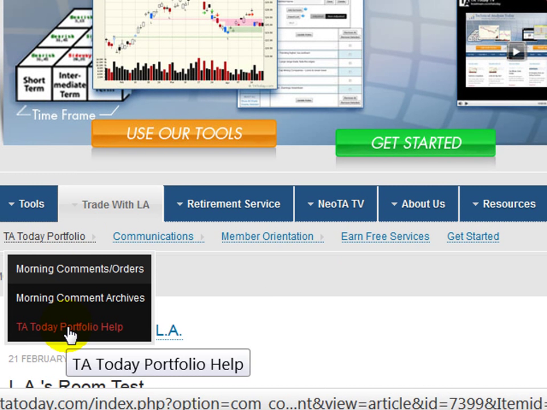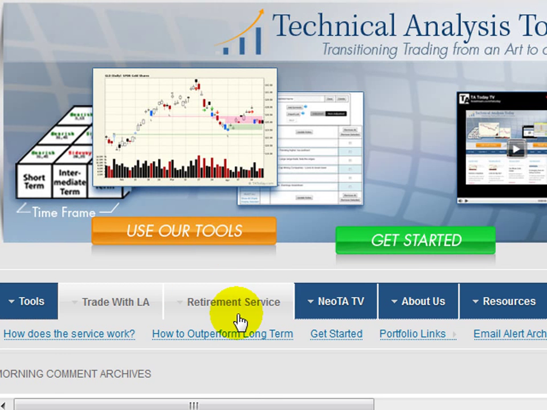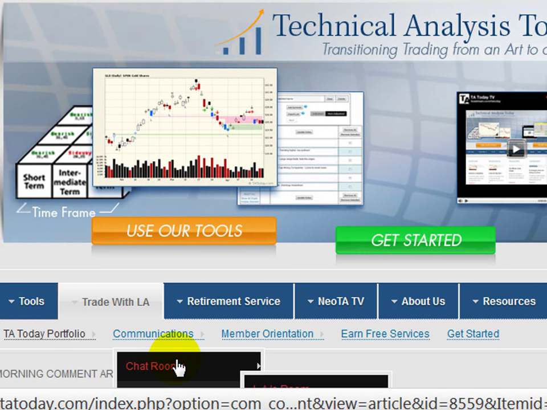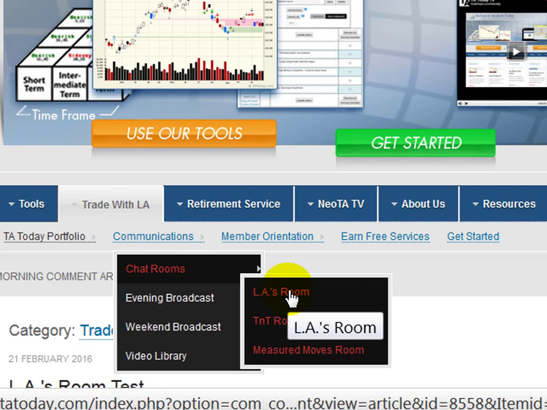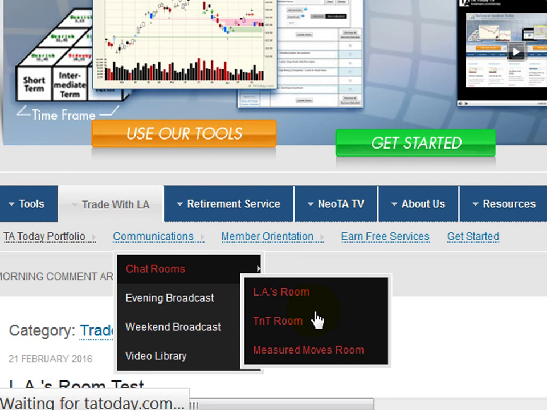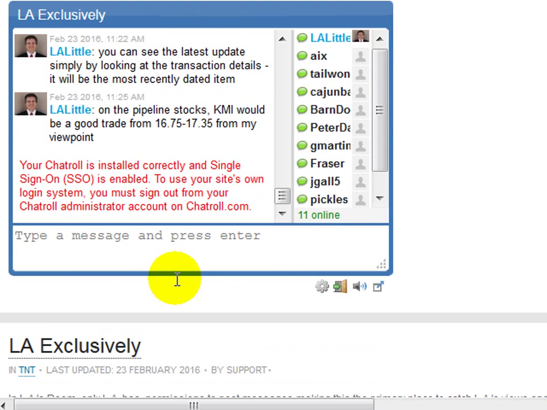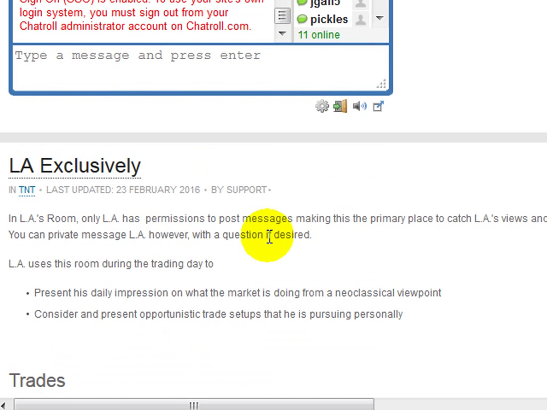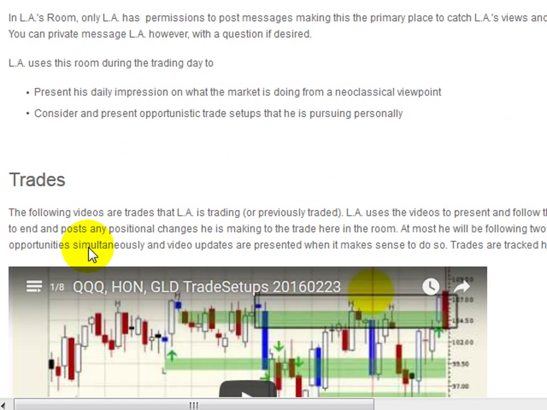The other thing is that there's a portfolio help here. You can click on that and you can get the help, of which this is part of it. Now the real part of the trading service, right, in terms of advice, is over here in LA's room. So if you click on that, come into LA's room, you're going to have my chat room where I'm talking about what's going on.